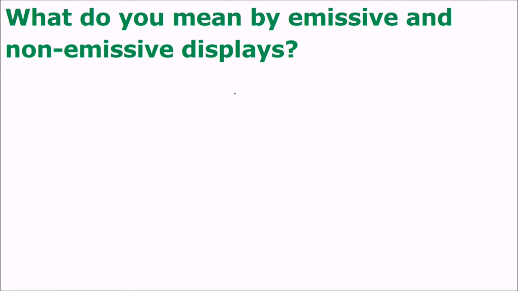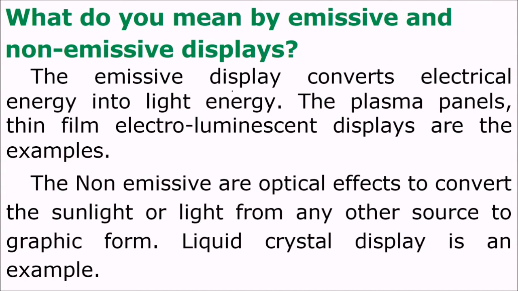What do you mean by emissive and non-emissive displays? The emissive displays convert electric energy into light energy, like the plasma panels, thin film displays, electroluminescent displays. These are examples of emissive displays. They convert electrical energy into light energy. While the non-emissive ones use optical effects to convert sunlight or light from any other source into graphic form. Like LCD is an example of non-emissive. In emissive we have plasma and TFT.